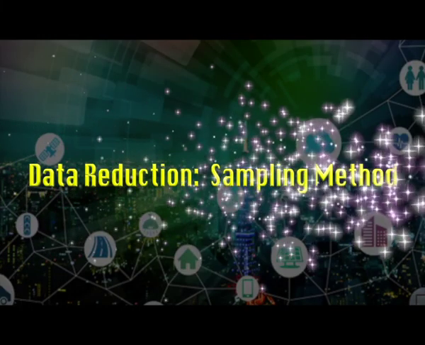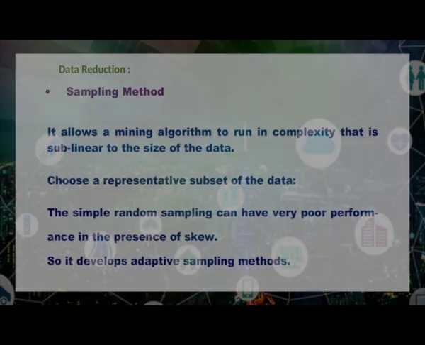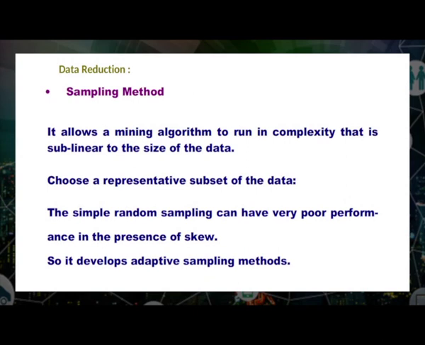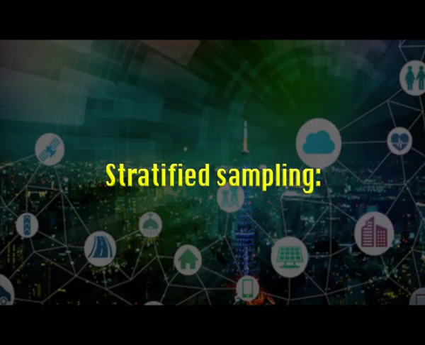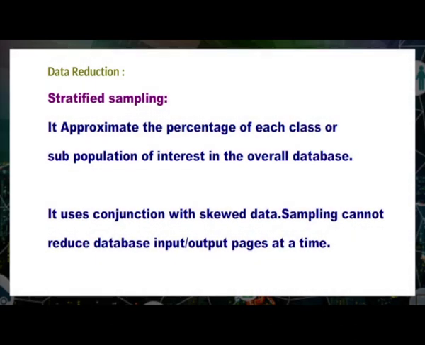The next technique is data reduction by sampling method. It allows a mining algorithm to run in complexity that is sublinear to the size of the data, by choosing a representative subset of the data. Simple random sampling can have very poor performance in the presence of skew, so adaptive sampling methods are developed. The next concept is stratified sampling. It approximates the percentage of each class or subpopulation of interest in the overall database. It is used in conjunction with skewed data.